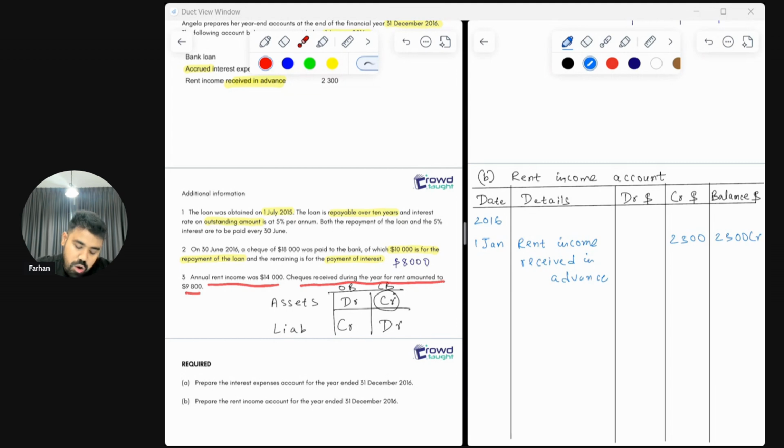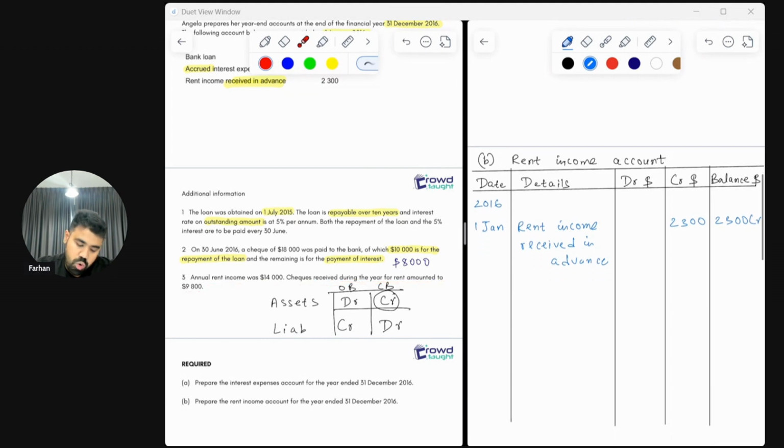Okay, all right, so what we're going to do first is record. So this is at the end of the financial year. In most cases, additional information are done at the end of the financial year. So at 31 December, okay, we know that we have received checks for rent, which are 9,800. So when you're receiving checks, it means that you're receiving money in your bank account, and your bank account being an asset account goes up in value, which means you have to debit it.